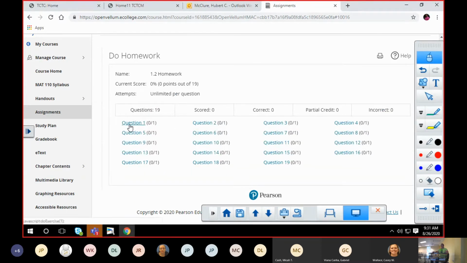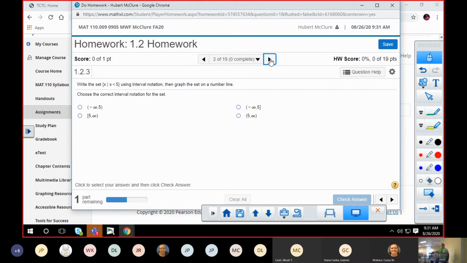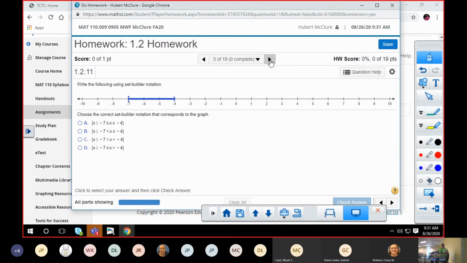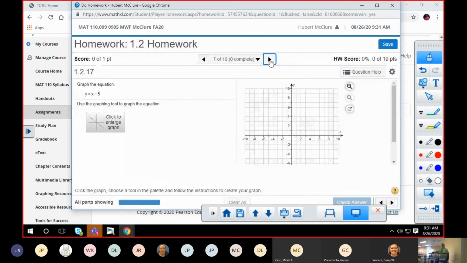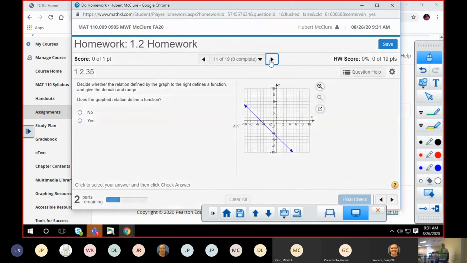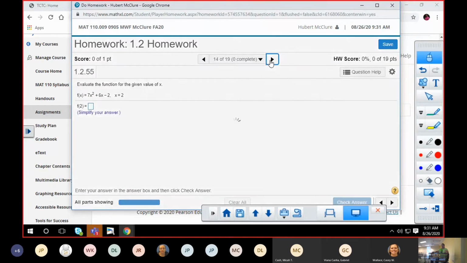1.2, what are we going over in 1.2? Let's look. This is where we talk about interval notation. Let's see, what else are we talking about in 1.2? Interval notation, set builder notation, graph the equation. Okay, looks like we're going over domain, range, functions.